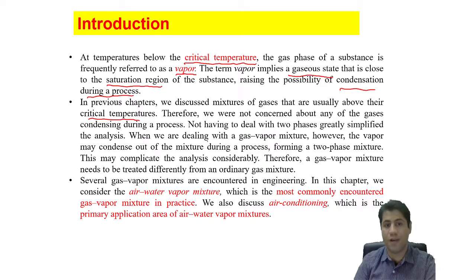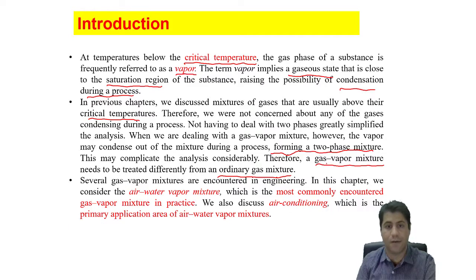When we are dealing with a gas vapor mixture, the vapor may condense out of the mixture during a process, forming a two-phase mixture. This is the problem which we are going to see how we can solve. This may complicate the analysis considerably. Therefore, a gas-vapor mixture needs to be treated differently from an ordinary gas mixture, a two-phase substance compared to a one-phase substance.